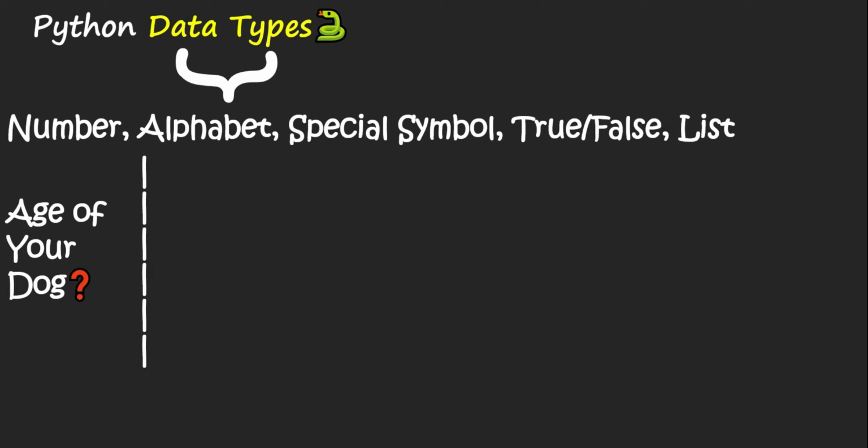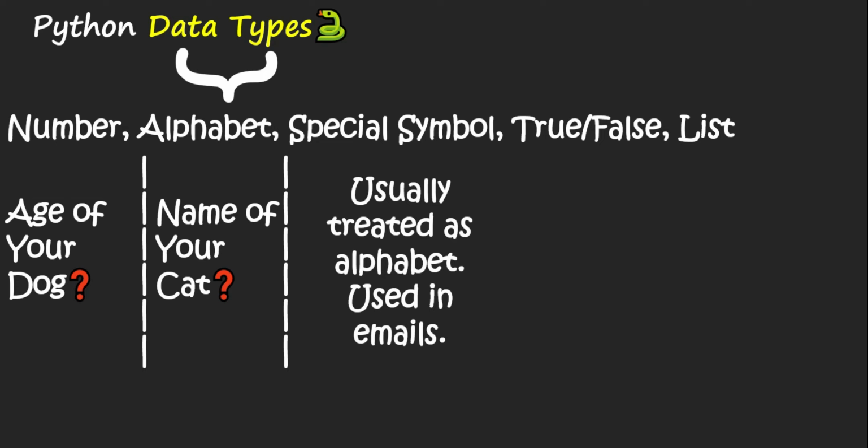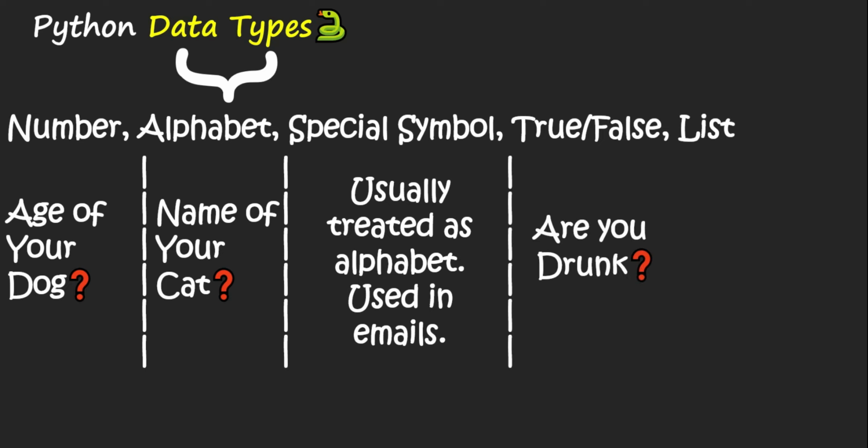Alphabet would be used to answer some questions like what is the name of your cat. In Python we treat special symbols like alphabet. So usually they are treated as an alphabet and they are usually used in emails like @, hash, slash and all those things. True or false could be used to answer some questions like are you drunk? If the answer is yes, then it is true, or else it's false.